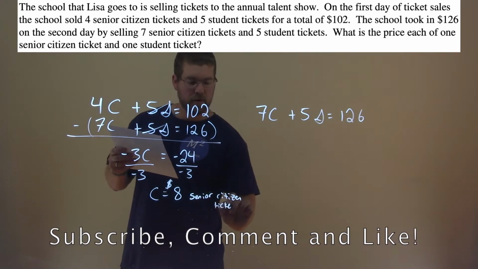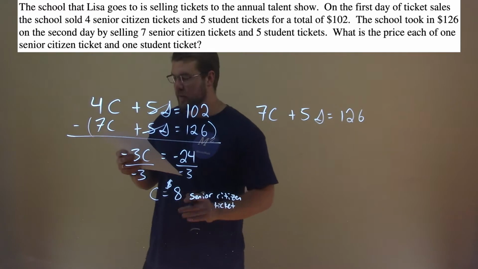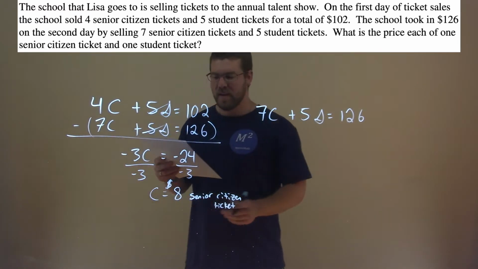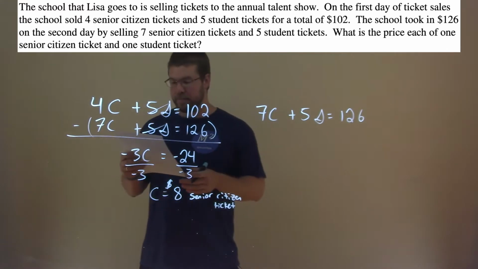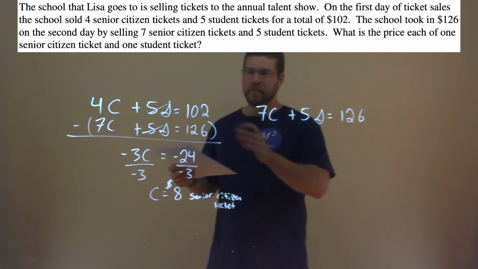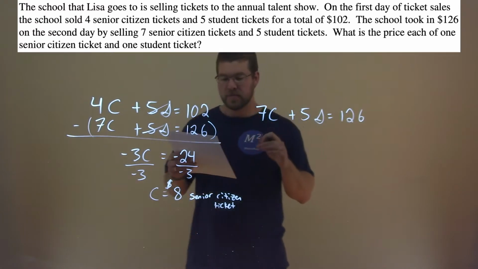And I misspoke earlier, sorry about that. The variables represent the price of the ticket, not how many tickets. They already gave us that. So now we're going to find the price of a student ticket, okay? So what we're going to do is plug that 8 into this equation. We can pick any of them, I'm just going to pick this one, and solve for s.